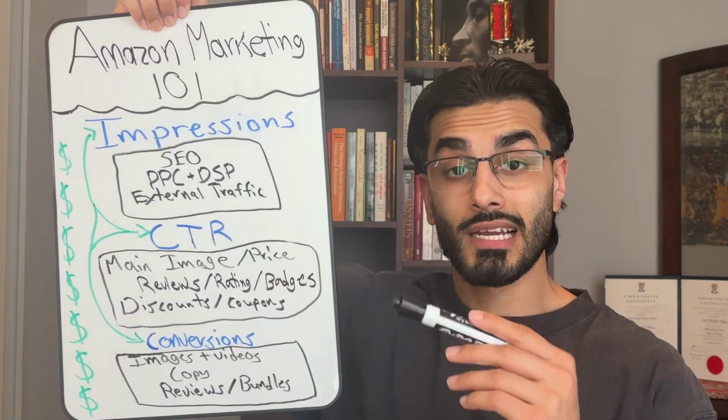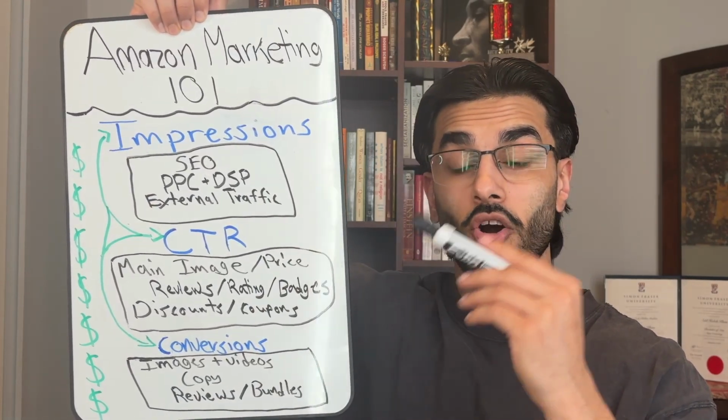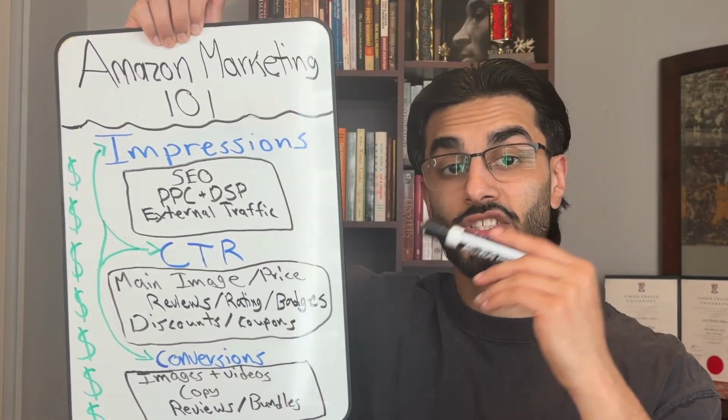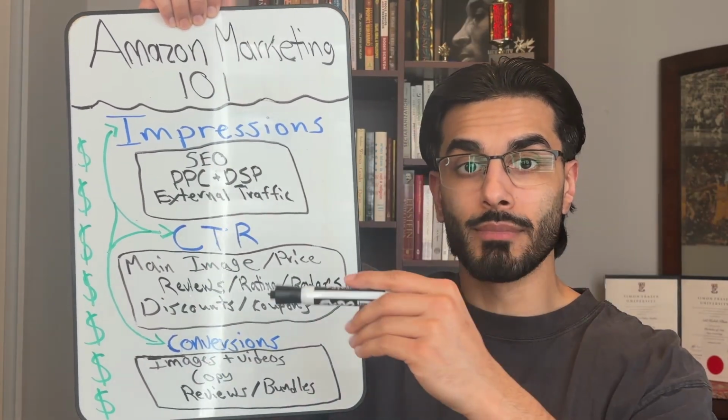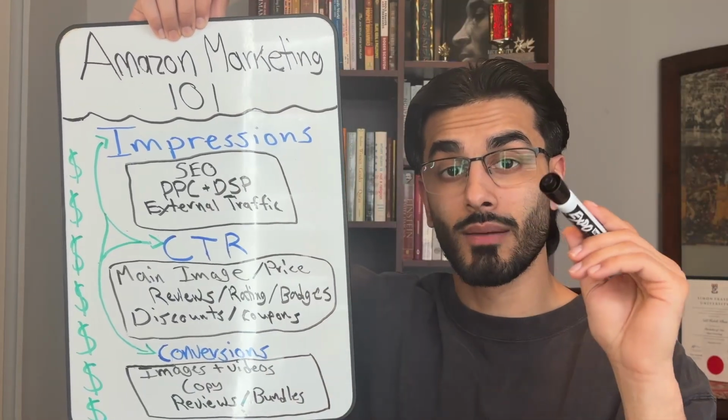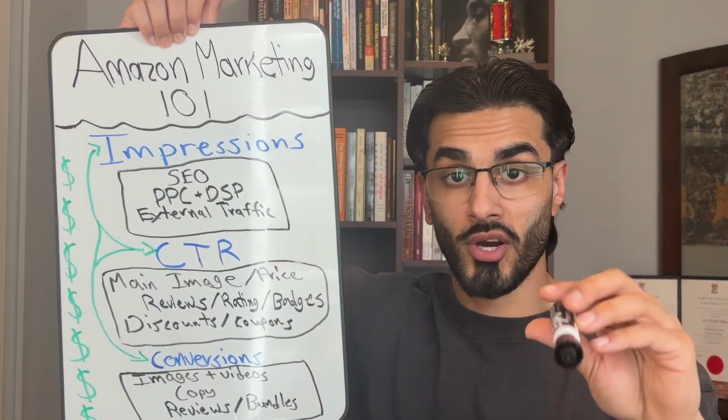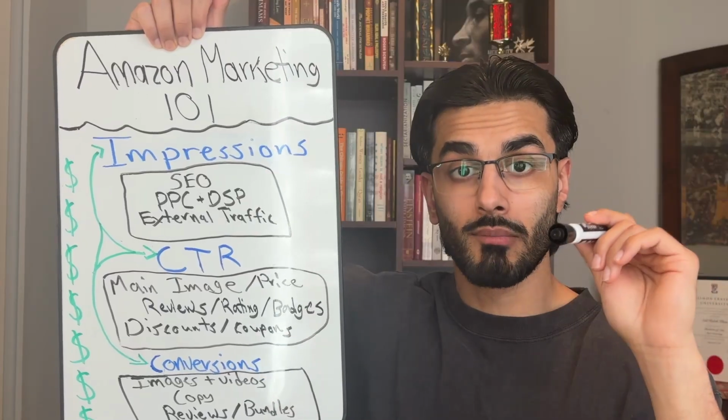Now, once we are getting enough impressions, the next thing is how can we get them to click on our listing instead of the competition? So we need to make sure we can maximize our click-through rate. And how do we do this? First thing is the main image. Your main image is so important because that's the number one thing the customer sees when they look at your product versus the competitors. So we need to make sure our main image stands out.